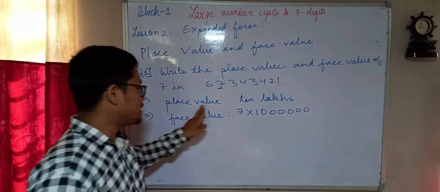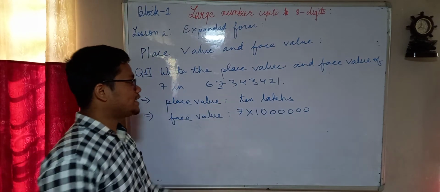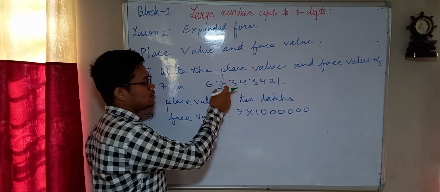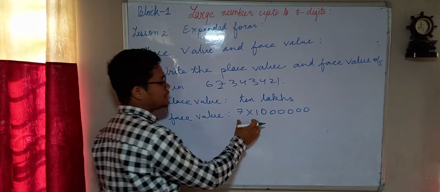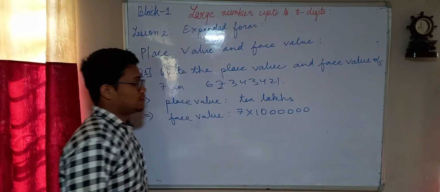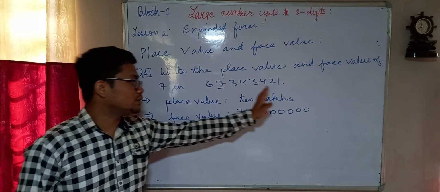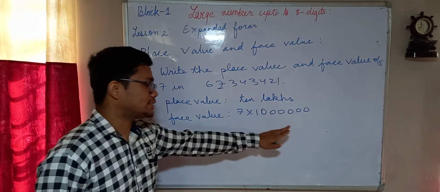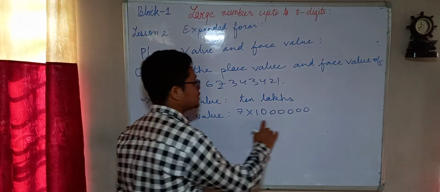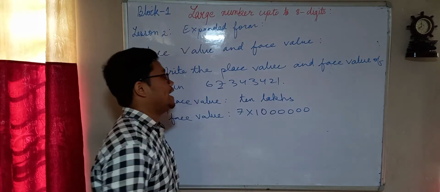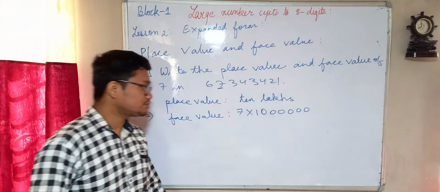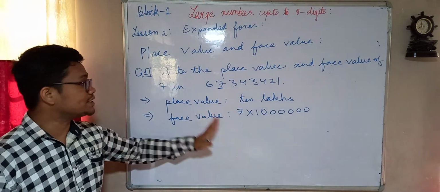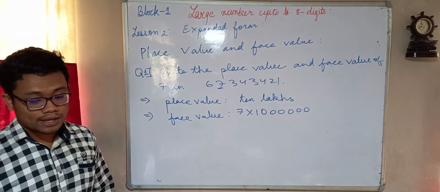That means place value is written based on the place name of the number, and in the face value you write the exact value of that number. So 7 into this, if you can see, is actually 70 lakhs. So 7 into this much is 70 lakhs. Children, this is what I wanted to discuss next. So this is how your lesson number 2 ends.